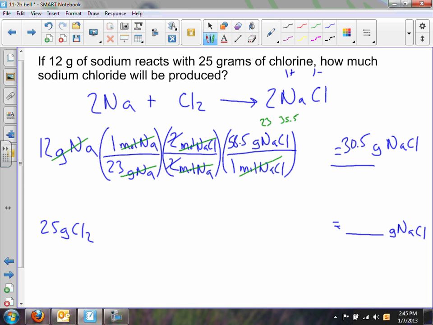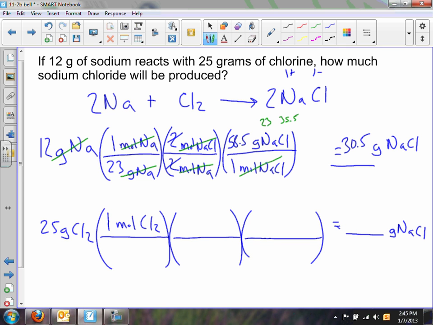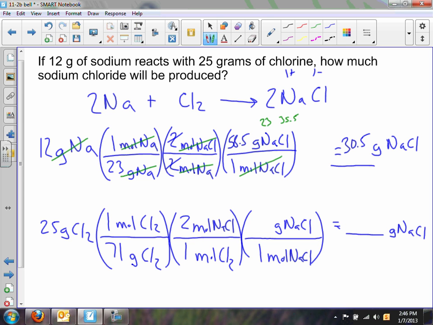Let's see how much I can make with the given chlorine. Same thing. Change my grams of chlorine into moles. Well, we know there's 71 grams of chlorine for every 1 mole. Then I do my mole to mole ratio, change my chlorine into what I'm looking for, NaCl, and there's 2 NaCl's for every 1 Cl2. Then change my NaCl into grams of NaCl, and we figured out in the previous one that that molar mass is 58.5.